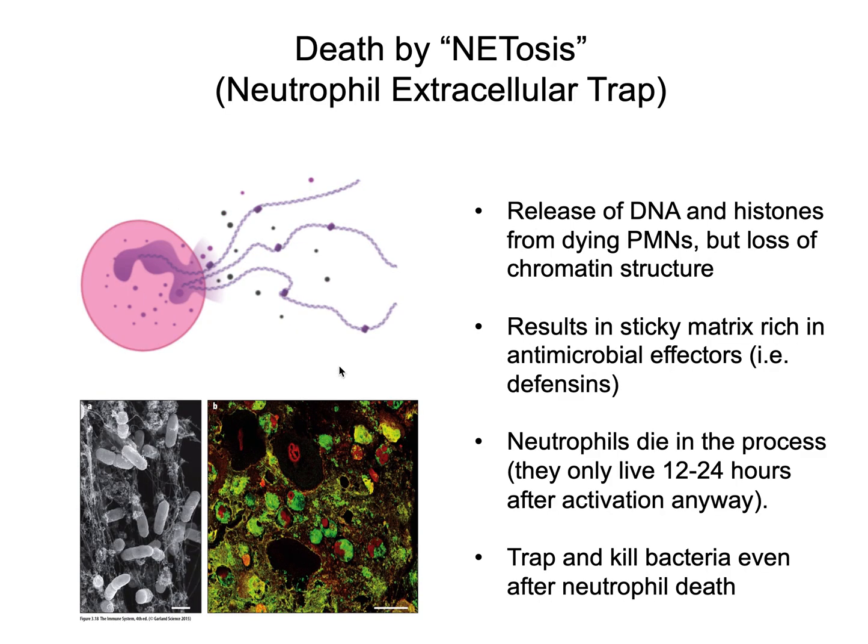A third mechanism that I want to mention is death by netosis. So neutrophils, as they die, can undergo a process where instead of undergoing apoptosis, they secrete their DNA and histones and form what are called neutrophil extracellular traps. And they lose their chromatin structure, but this matrix is very sticky.